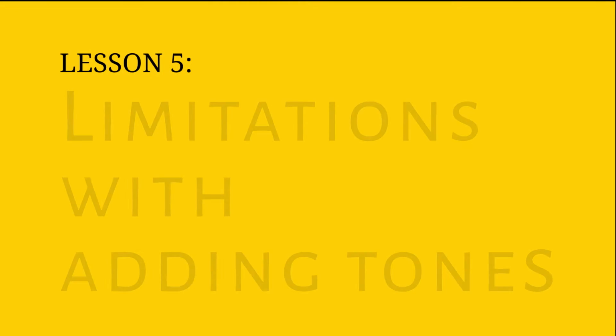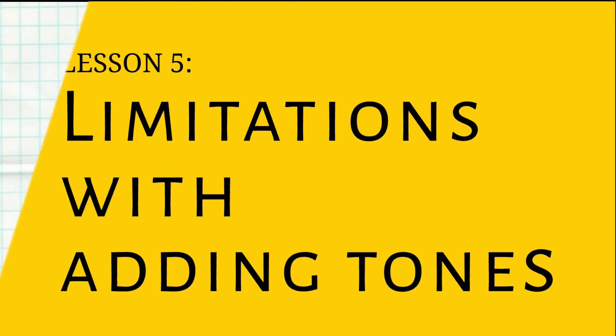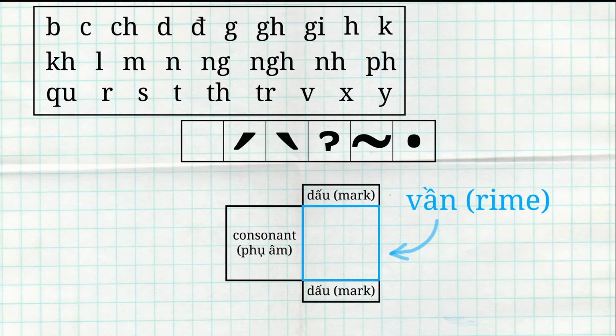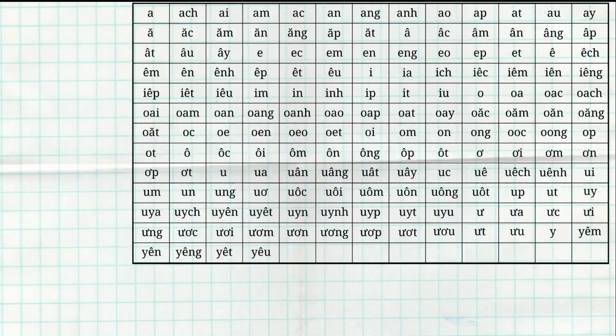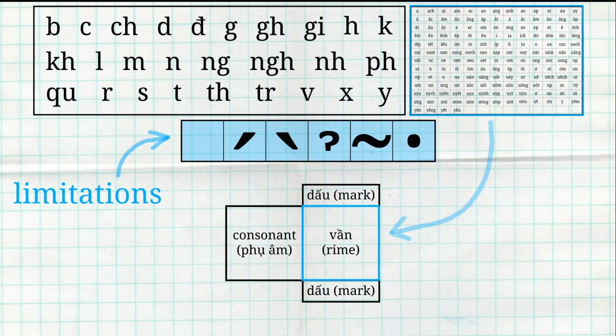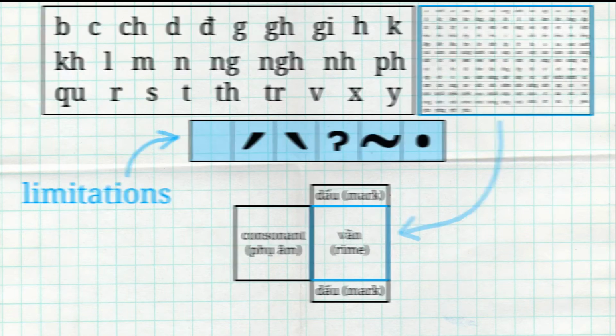Lesson 5. Limitations with adding tones. So last lesson, I mentioned that we can combine a consonant, vowel, and any of the 6 tones to make a word. This is true only if the vang is a single vowel. If the vang is more than just a vowel, like these, then there can be some limitations to the tones you can add. And that's what we'll be discussing in this video.